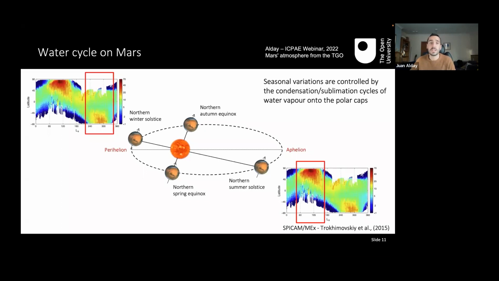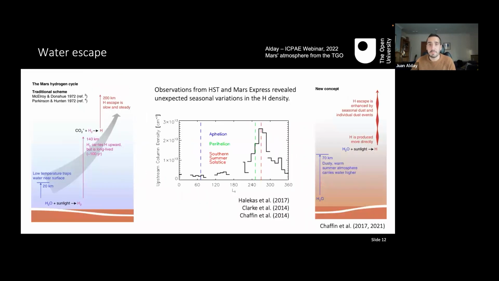So this is about the water cycle, and what did we know about the escape of water to space? Well, before, and here I need to note that when I mean water escape, actually the escape of water occurs in the form of escape from atomic hydrogen from the atmosphere. But as water is the main reservoir of hydrogen on Mars, they translate, but it actually occurs in the form of atomic hydrogen.